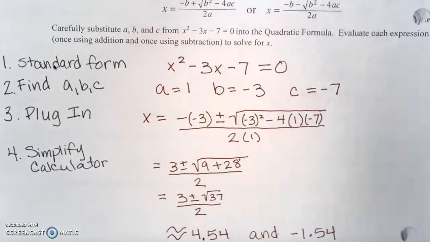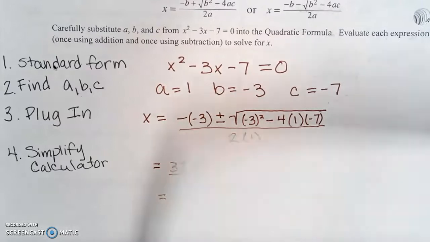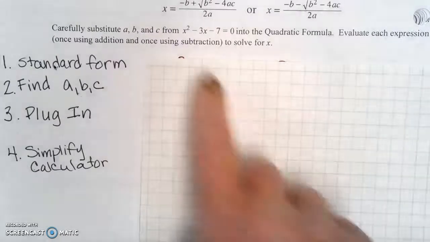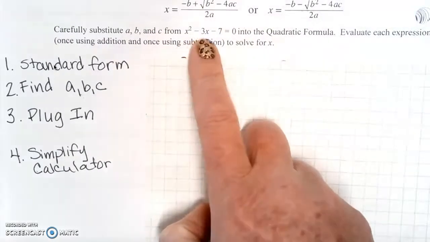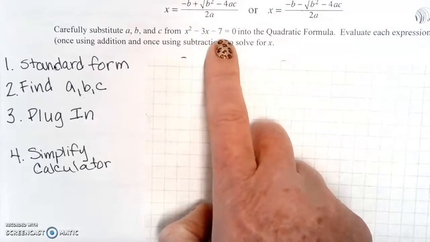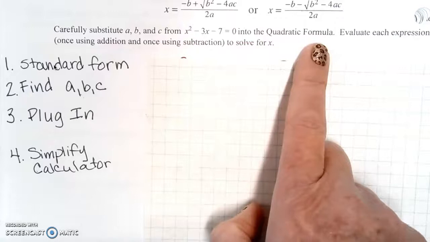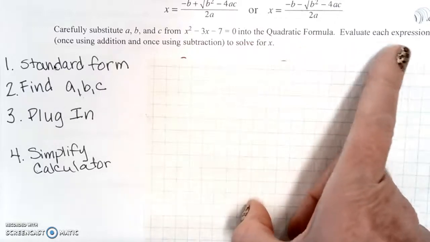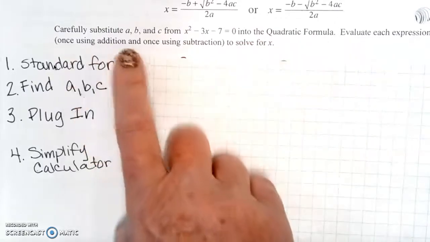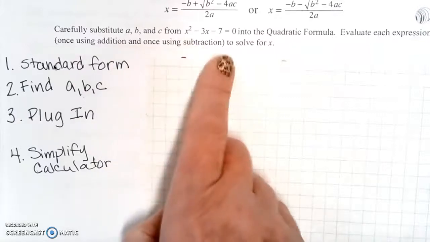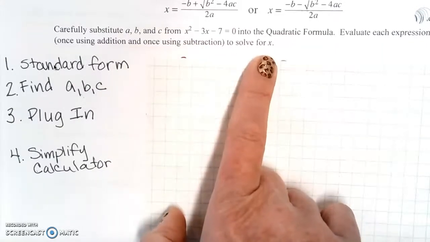We are going to carefully substitute a, b, and c from the equation we just looked at, the x squared minus 3x minus 7 equals 0, into the quadratic formula. Then we're going to evaluate the expression once using addition and once using subtraction to solve for x.